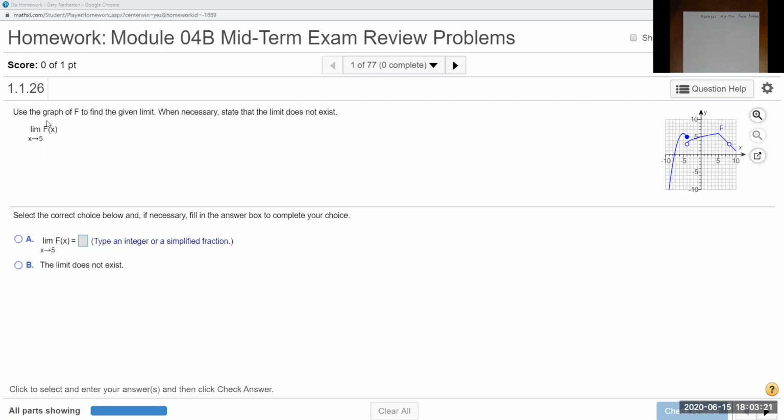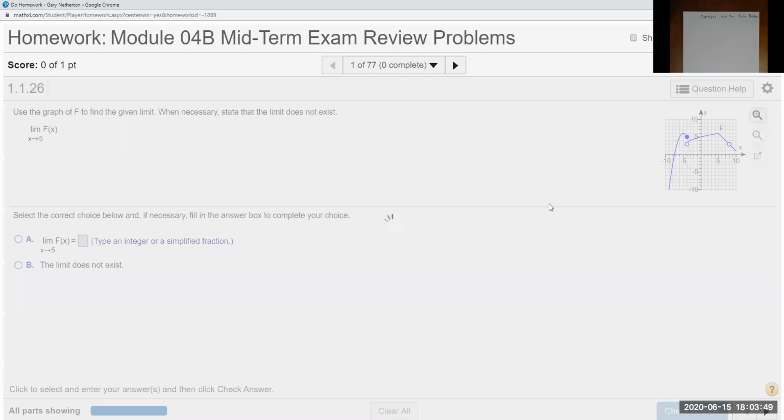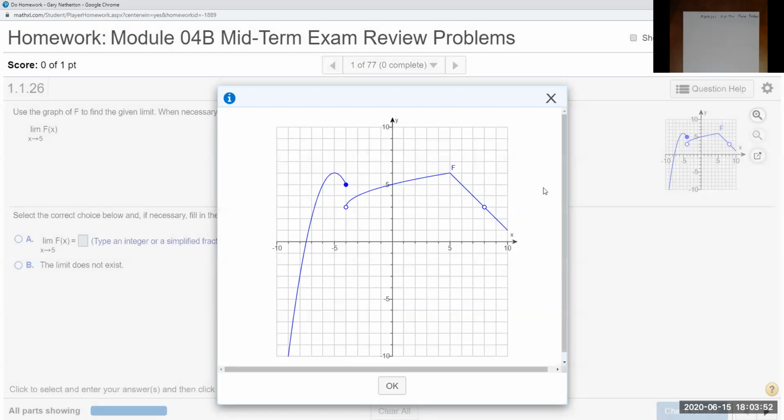So number 1, use the graph of f to find the given limit. And when necessary, state that the limit does not exist. So here we're looking at the limit of this function, capital F of x, as x approaches 5. In this case, they give us a graph. I'm going to enlarge this graph. So here's the graph we're looking at.